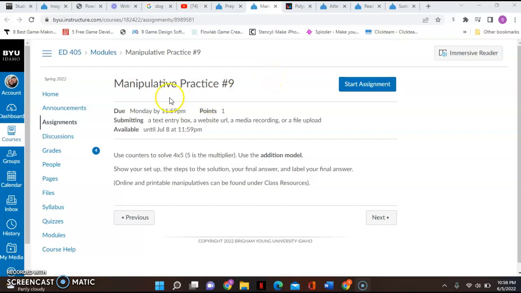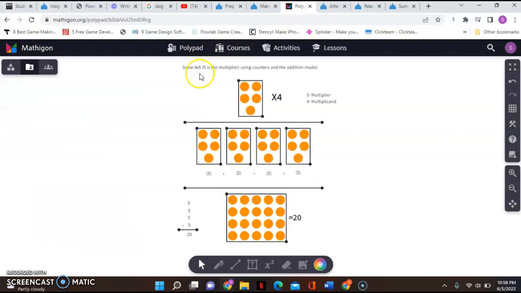Okay, so here we have manipulative practice number 9. What we had to do was solve 4 times 5, with 5 being the multiplier, using counters and the addition model. This right here is what I have set up as the equation with a value of 5 times 4. And so 5 is the multiplier and 4 is the multiplicand.